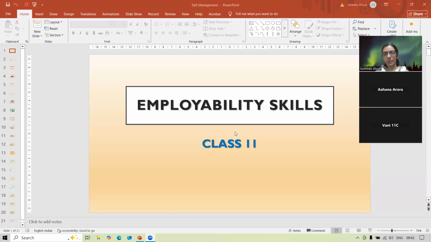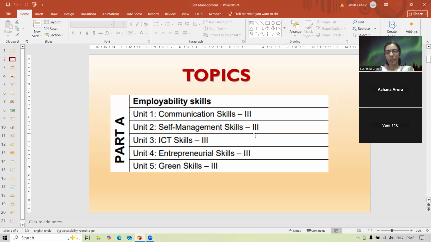Okay, so today our first thing is to understand the employability skills part of your syllabus. There are three aspects: one is the practical aspect of your syllabus, the other is the subject specific skills, and the third one is the employability skills. Employability skills were there in ninth as well as 10th, and it's there in 11th as well as 12th. That portion is basically talking about communication, self management, your ICT skills, entrepreneurship skills, and green skills.